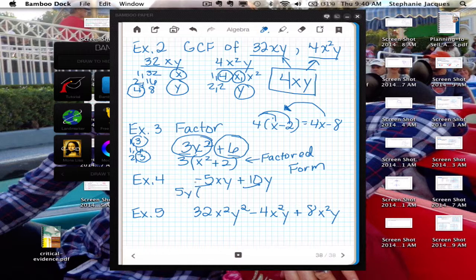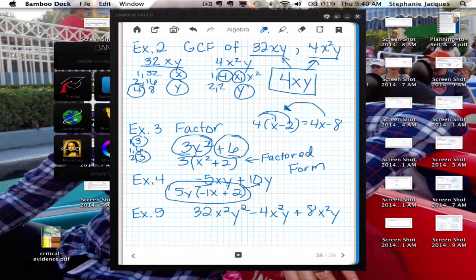Parentheses. 5 times what gives me negative 5? Negative 1. Now, I have a y here, but I need xy, so I'm just going to put an x here. So let's go back and check our work. 5y times negative 1x would give us negative 5xy. Then I say 5 times what gives me 10? 2. I have a y, and I need a y, so I don't need to put one. So this is factored form, the opposite of the distributive property. The way you could check yourself is to multiply it out again to see if it gives you that.